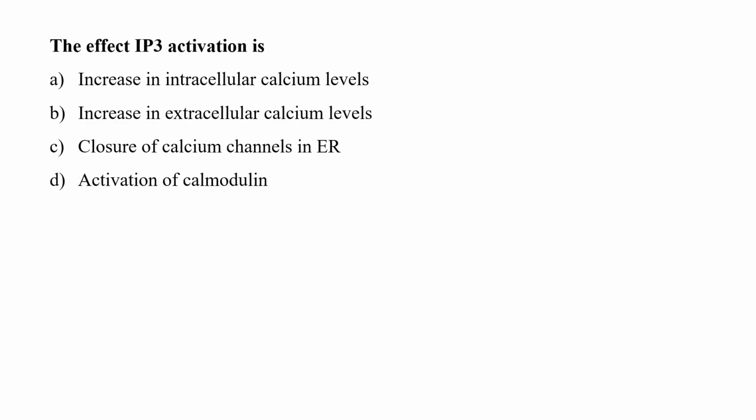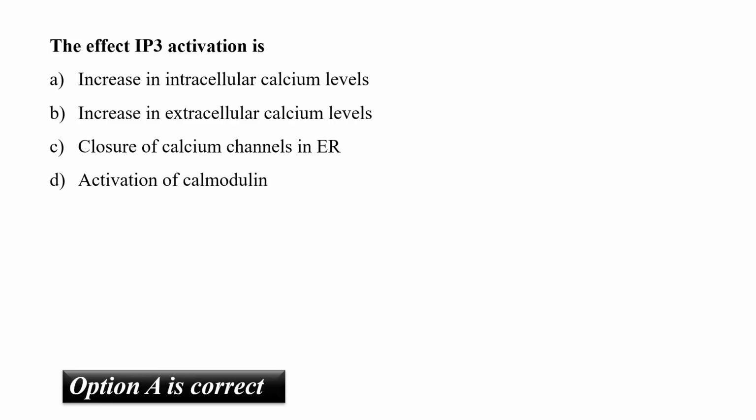The effect of IP3 activation is increase in intracellular calcium levels, increase in extracellular calcium levels, closure of calcium channels in ER, or activation of calmodulin. IP3 activates calcium ion channels indirectly, which induces the release of calcium ions. Hence, IP3 causes a transient increase in intracellular calcium ion concentrations.